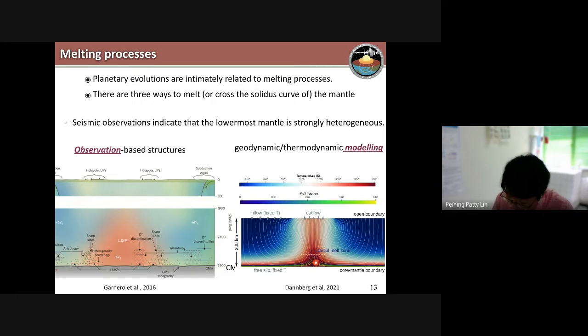As you can see here, because it is the core-mantle boundary, the core is hotter, and if there's an area where the temperature is higher, it might cross the solidus. Once it crosses the solidus, it starts to partially melt. It can happen, and it happens in different areas in the Earth's lowermost mantle. So the melting process is a very important mechanism or phenomenon in planetary interiors.